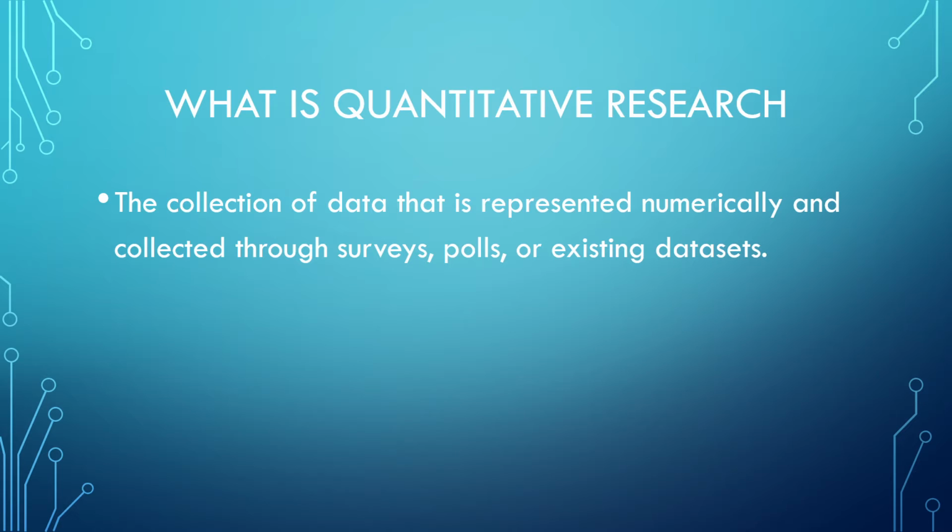Qualitative research is usually used in description and language, and usually uses words, and quantitative research is strictly using numbers, statistics, and things like that. So quantitative research is the collection of data that is represented numerically and collected through surveys, polls, and existing data sets. So any polls or data or anything like voting, things that use numbers, any data sets like that, that's basically what quantitative research is.